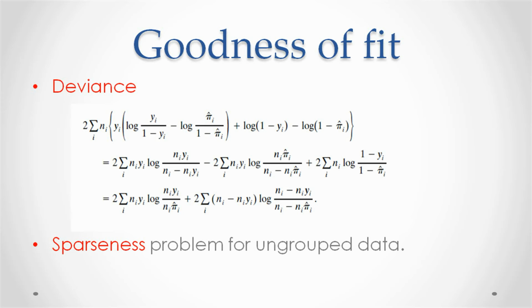A problem, however, arises for the case where we have ungrouped data. Ungrouped data refers to the situation where Ni is equal to 1 for every i. In this case, it can be shown that the deviance becomes a function of the true betas, that is the true log odds ratios, and this is not a desirable property. This undesirable property of the deviance is referred to in the literature as the sparseness problem for ungrouped data.